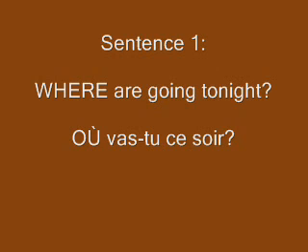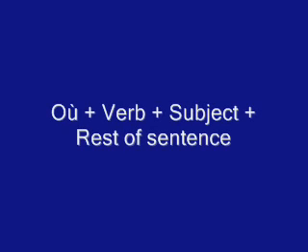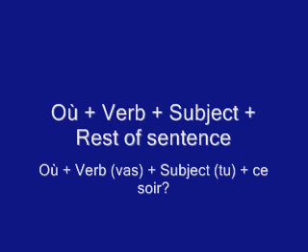By looking at this sentence, où vas-tu ce soir, we can draw this simple formula, which is où plus verb plus subject plus the rest of the sentence. So the verb va comes first, then the subject tu, and that's why I call it the method of inversion, whenever the verb is placed before the subject.